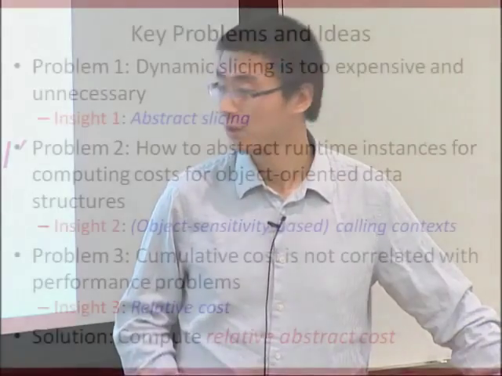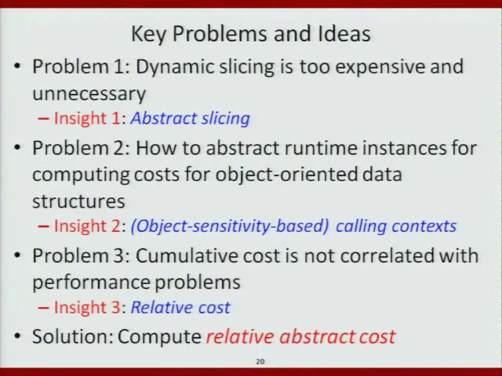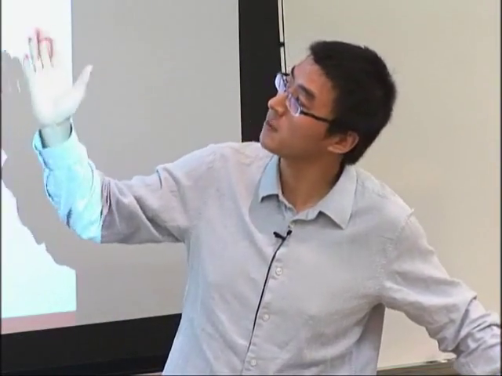So eventually, the costs and benefits computed for individual heap locations are aggregated based on object structures in order to produce costs and benefits for high-level data structures. This slide reveals some of the key problems, challenges and ideas in this work. To solve the first problem, that dynamic slicing is too expensive, we propose to use a new technique called abstract dynamic slicing that performs dynamic slicing over bounded abstract domains.